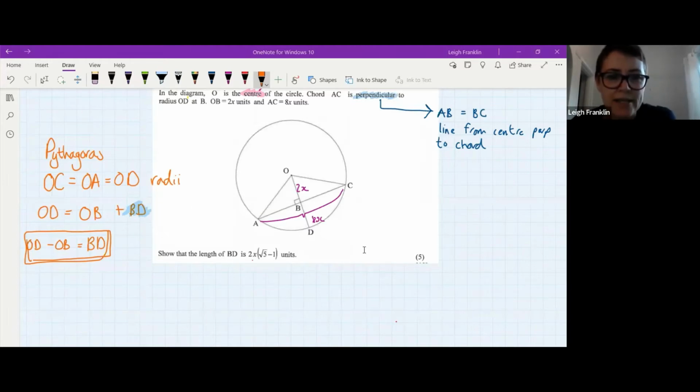Aisha says, is B not 4x since AC is 8x? Otsile, construct AD. Start with the chord being bisected. Lovely. Okay, there's some really nice ideas.